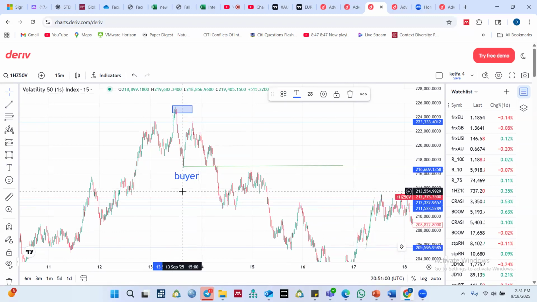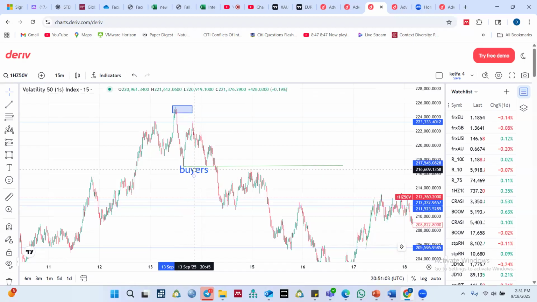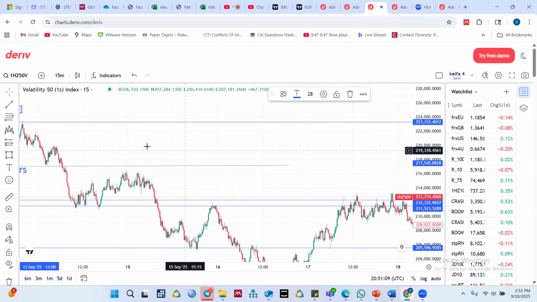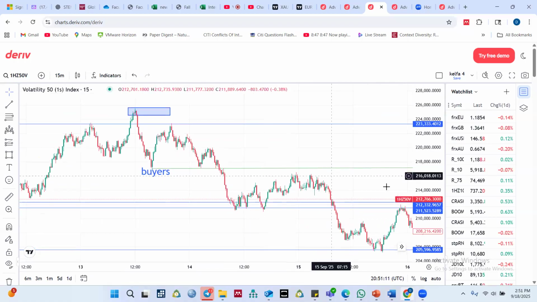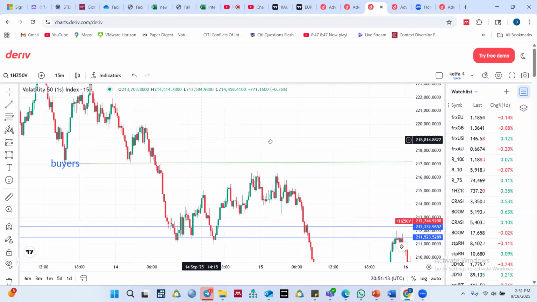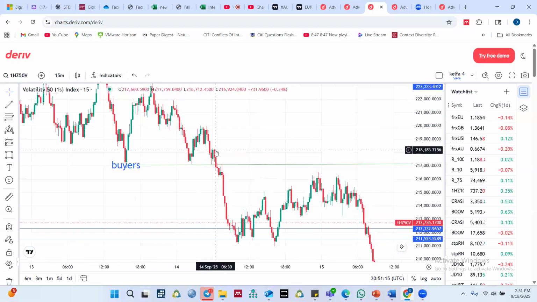Buyers were sitting here. Anytime price gets here, they push it up. Price gets here, they push it up. Now, before price even closed below that place, they pushed it up a little bit to here before it finally closed.